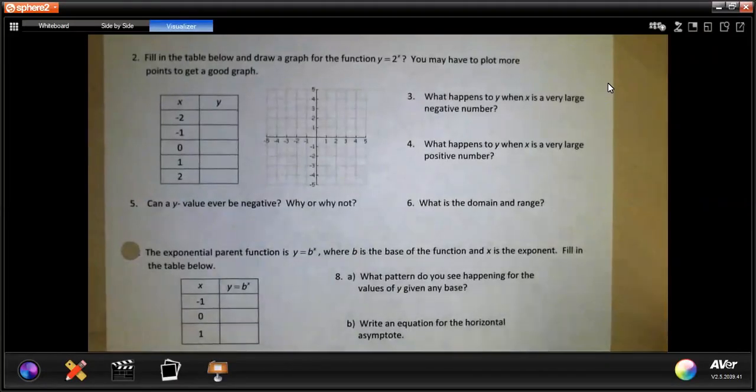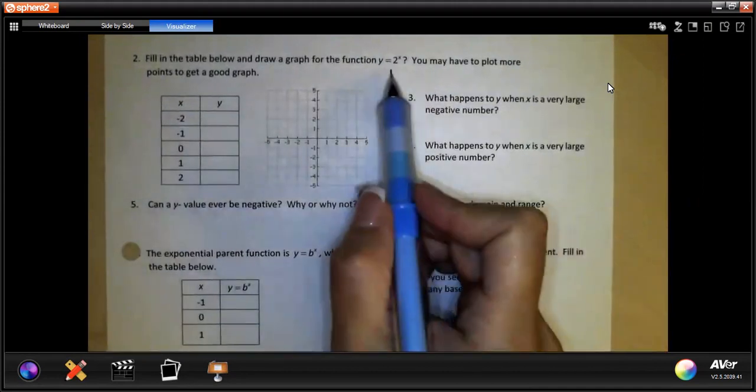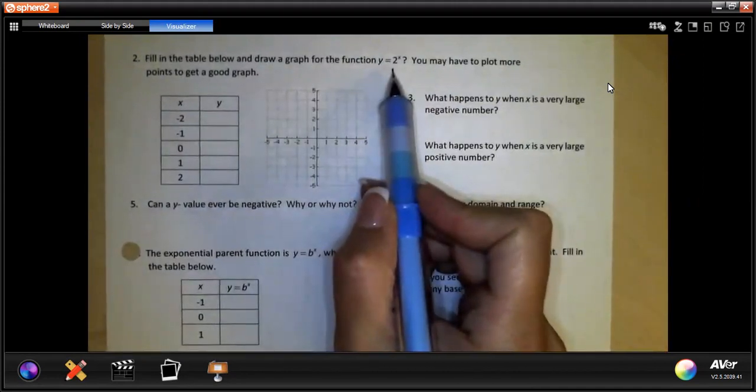Today we're going to work on graphing exponential functions. And in order to do that, we need to review what our parent function looks like for an exponential. So we'll start with 2 to the x, but really any number to the x power can be considered a parent function for the exponentials. So we're going to start with our y equals 2 to the x here.